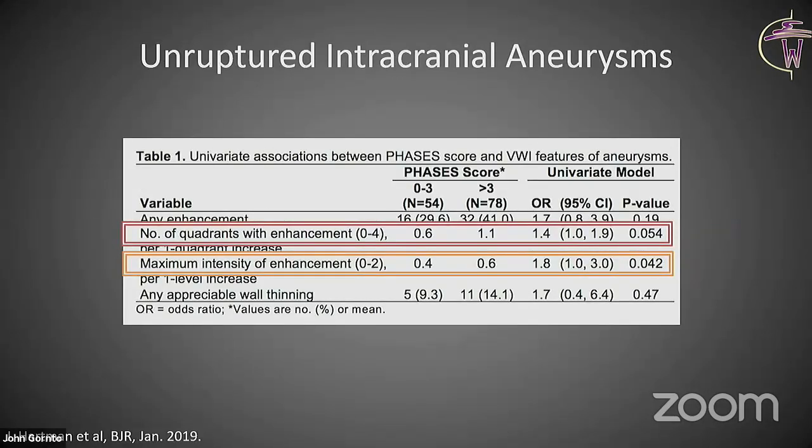And just pivoting to vessel wall imaging of aneurysms, we've started to do work in aneurysms, and we found, as others have found, that the degree of enhancement is significantly associated with vulnerability of aneurysms, specifically based on clinical scores of vulnerability. And we also found that there was a trend towards significance of the degree of wall thinning, focal wall thinning within aneurysms, and its association with higher PHASES scores.